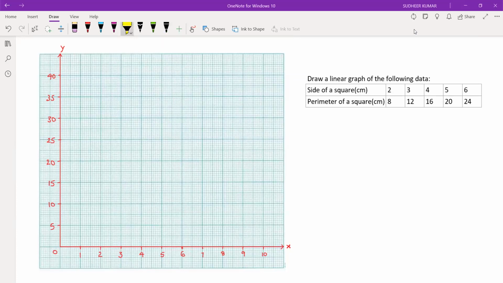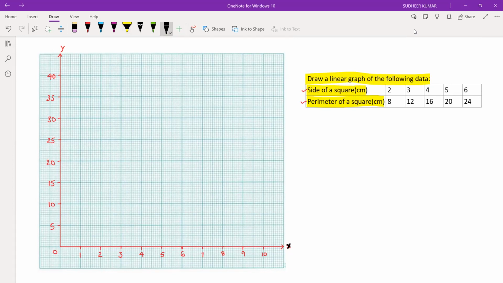Let's see the next one. Draw a linear graph of the following data. So here side of a square in centimeters and perimeter of a square in centimeters is given. So the first one usually we take on the x-axis. The second values I will take on the y-axis. Then let's take this graph.